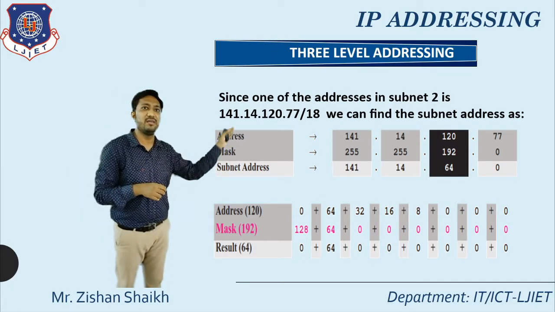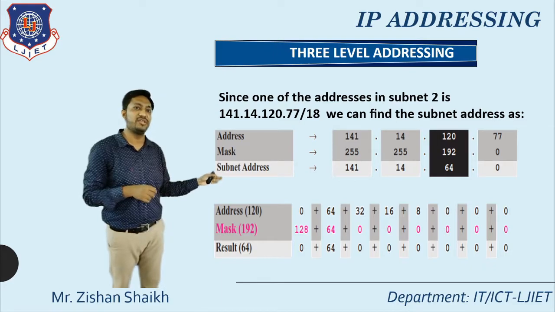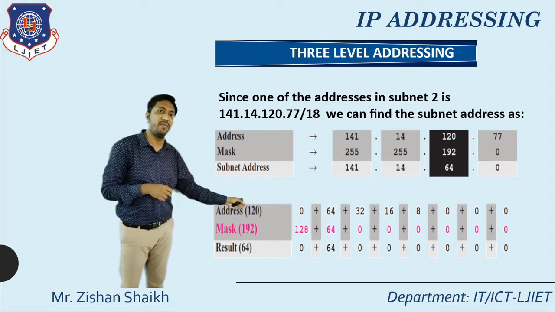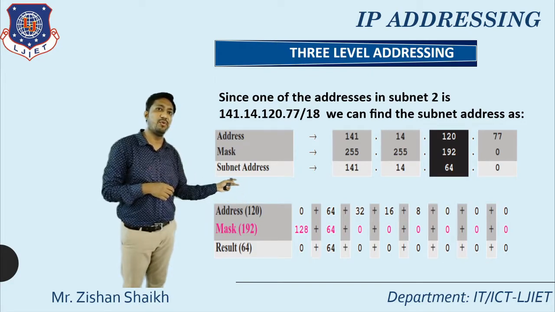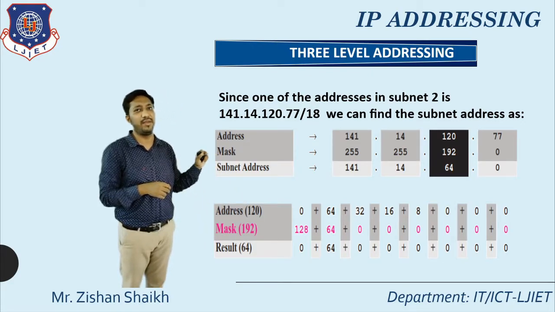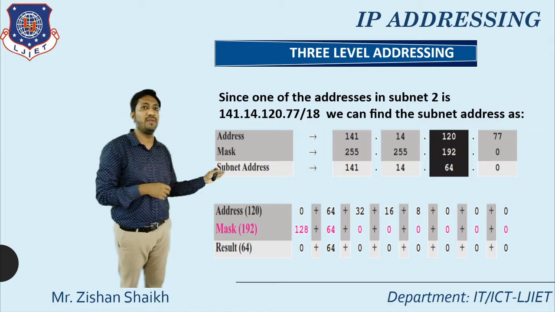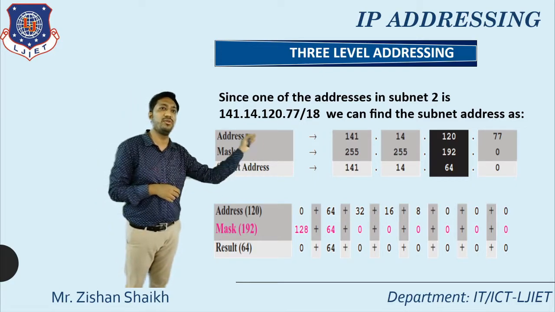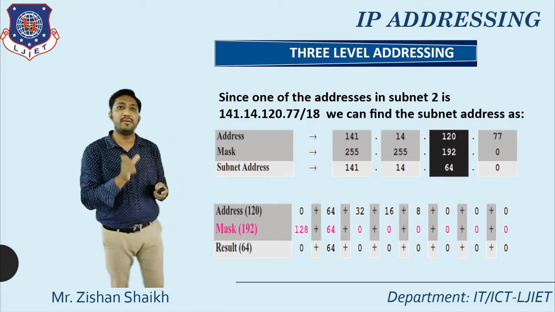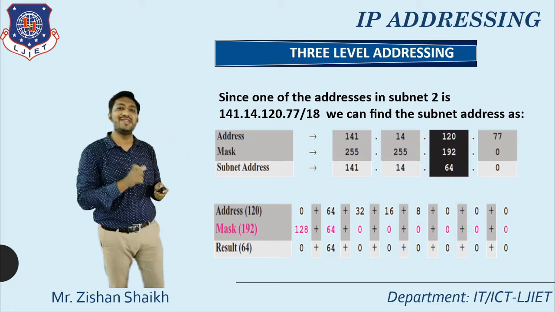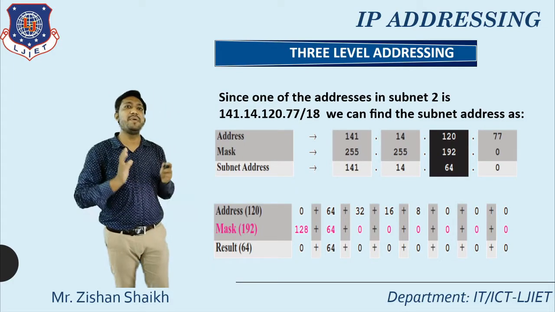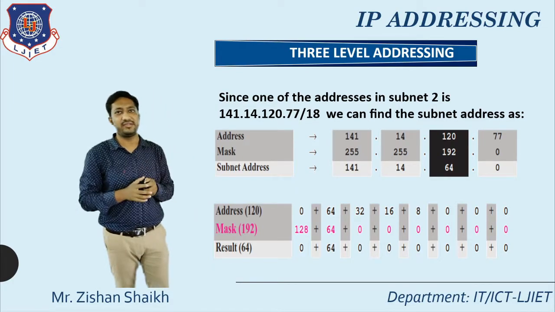If we perform an AND operation here, the resultant will be 1 when both the numbers are 1, otherwise it is considered 0. From that we can identify that 141.14.64.0 is our particular subnet address, and we can say that 64 is our block size. So this is the basic concept of 3-level addressing.